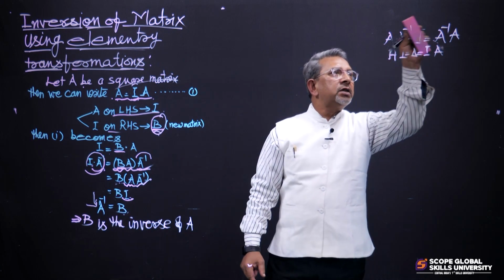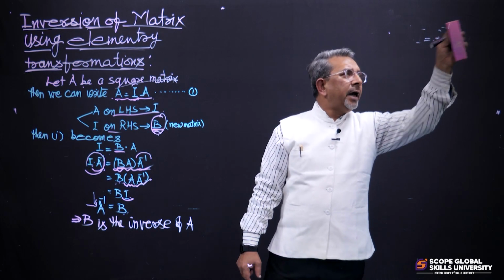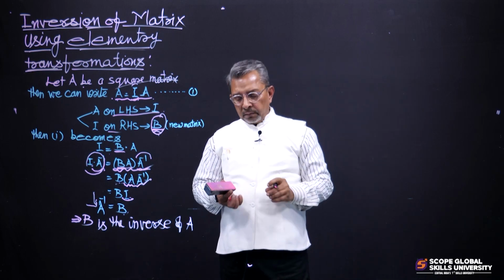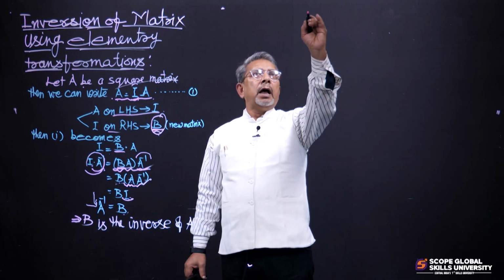B is the inverse of A. It shows that whatever matrix we get in place of B is our answer. To illustrate this method, let us consider an example.